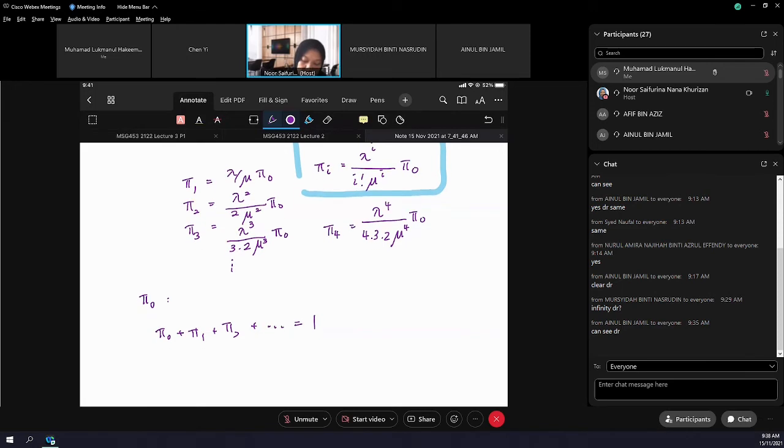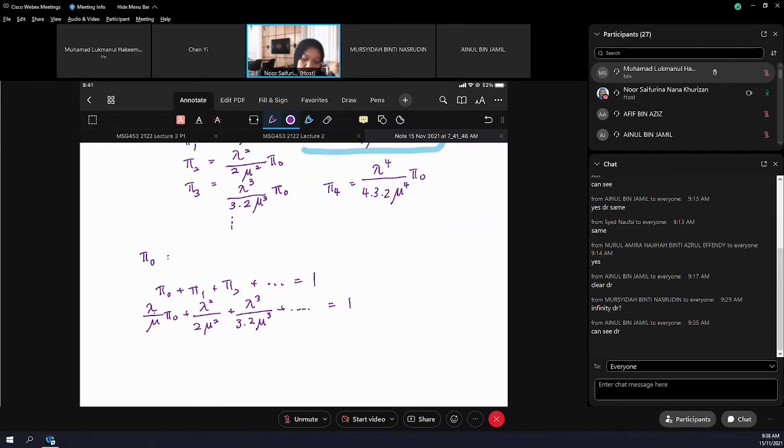So over here you will have lambda over mu pi naught, plus lambda square over 2 mu square, plus lambda to the power of 3 over 3 times 2 mu to the power of 3, and so on, equals 1. To simplify, remember that we have learned about our traffic intensity, the rho value. We can substitute rho equals lambda over mu. It's up to you whether you want to use this general form or substitute rho equals lambda over mu.